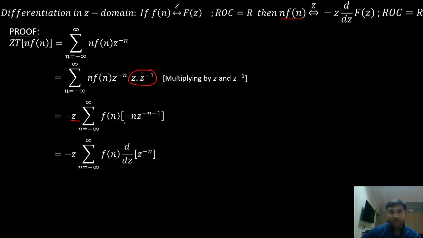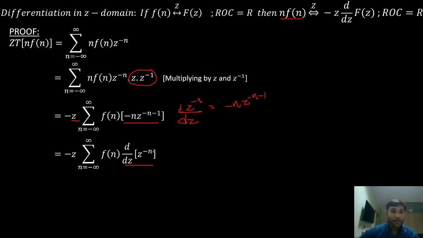Now this term here is nothing but the differentiation of z power minus n. If I differentiate z power minus n with respect to z, what will I get? Minus n and z to the power minus n minus 1. So that is what is written here: differentiation with respect to z of z to the power minus n.